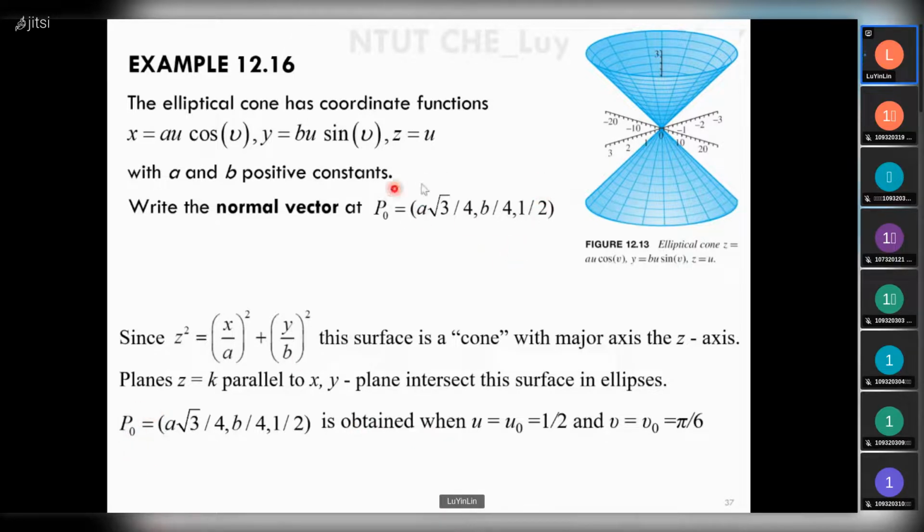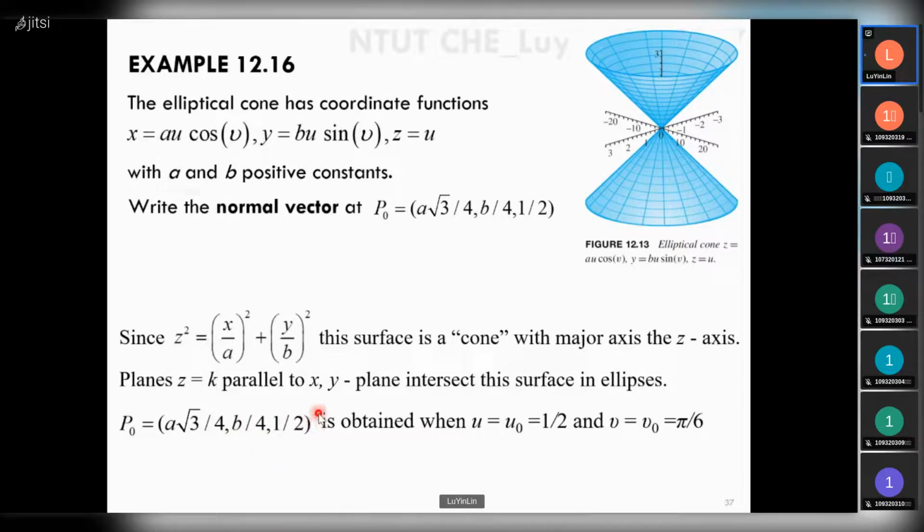P0 is from the example. The question should give you P0. From P0, you can obtain U0 and V0, right? How to do this? You know how to do this. For P0, you have x, y, z. So please write x is equal to this one, y is equal to this one, z is equal to this one.